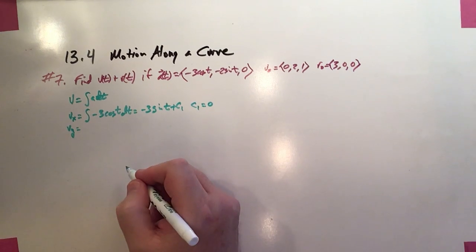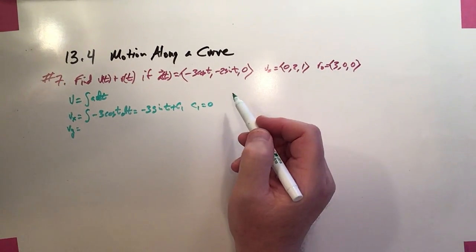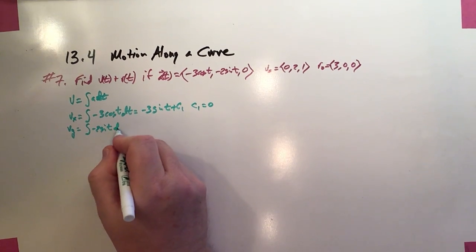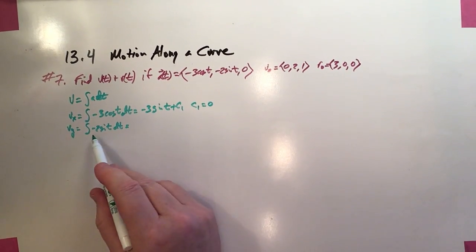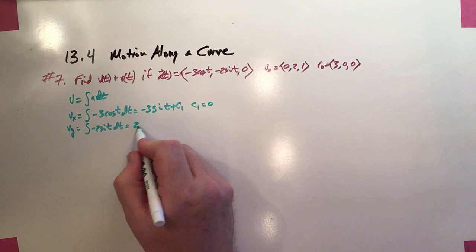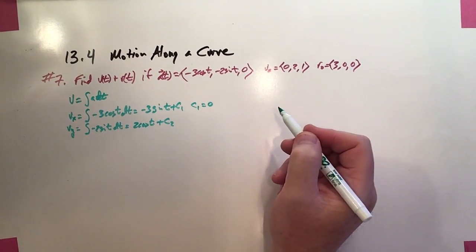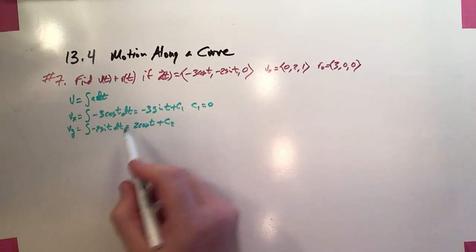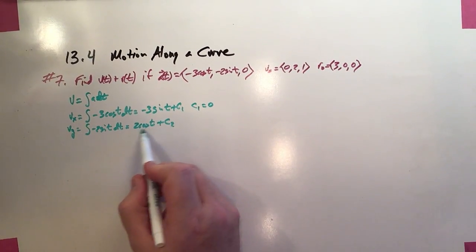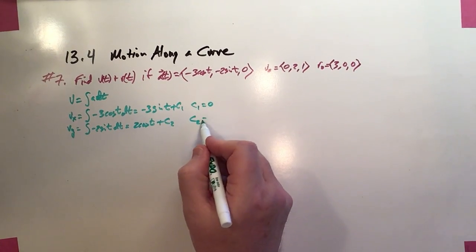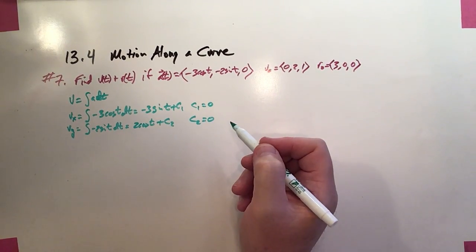vy is equal to the integral of -2 sine t dt. The integral of -2 sine t is 2 cosine t plus c2. The boundary condition is 2. At 0, cosine t will already be 1, which makes this 2, so c2 is 0.